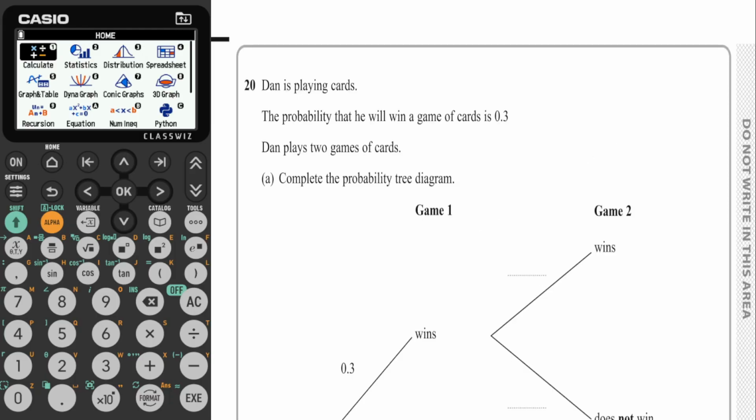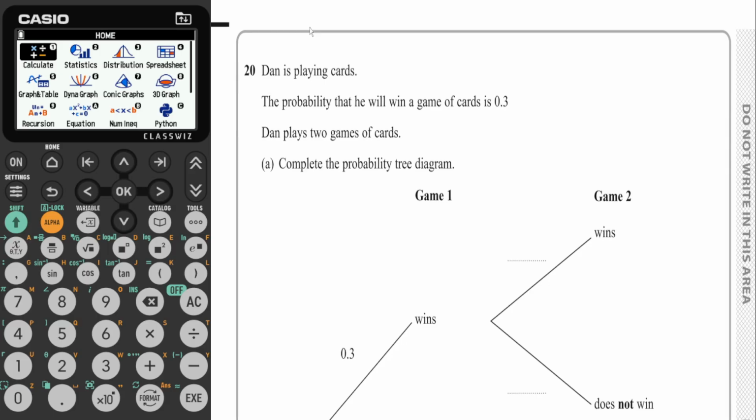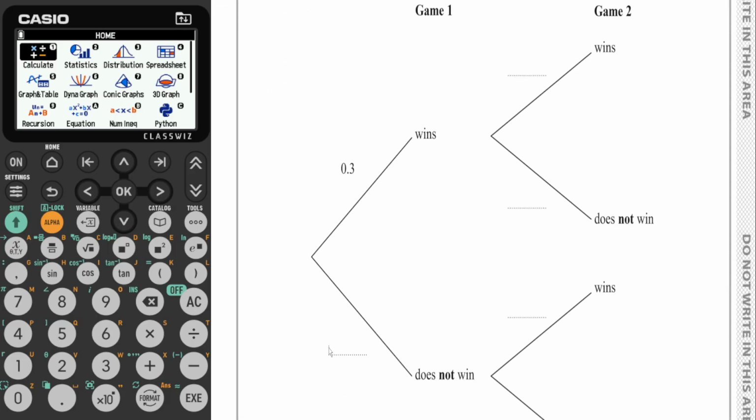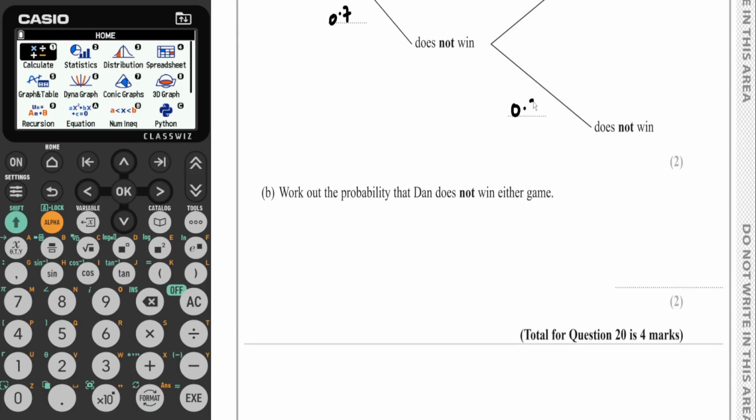Question number 20. Dan is playing cards. The probability that he will win a game of cards is 0.3. Dan played 2 games of cards. Complete the probability tree diagram. So the probability of him winning is 0.3, so the probability of him losing will be 0.7. So let's finish that off.